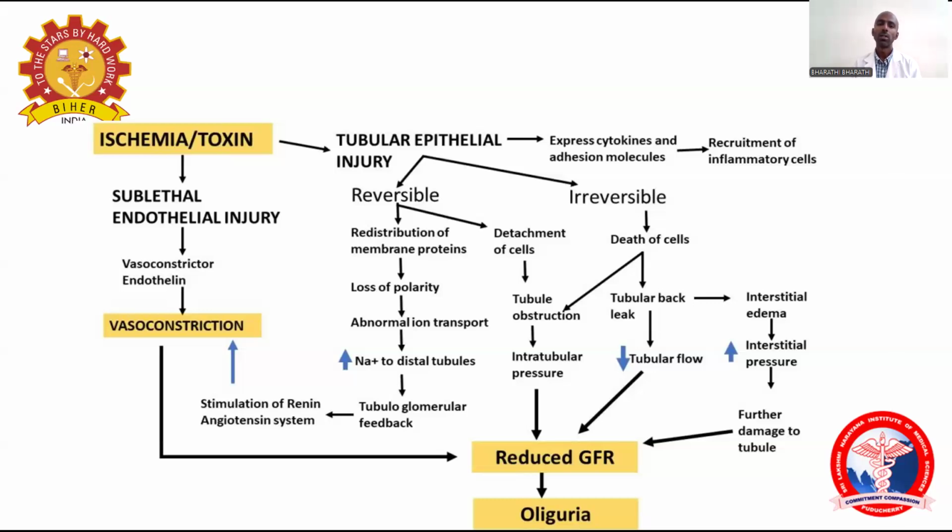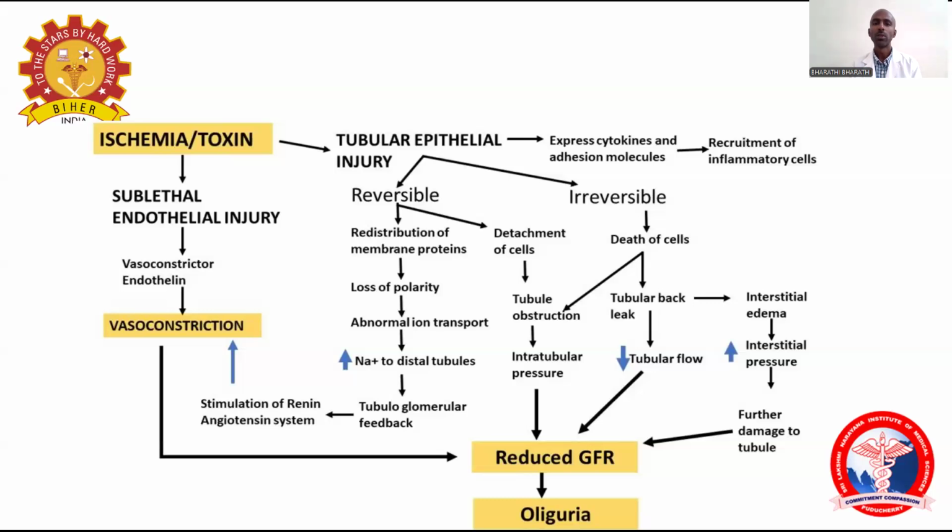In the reversible tubular epithelial injury, the first one is redistribution of the membrane proteins. When there is a redistribution of the membrane proteins, it will lose its polarity. So there will be abnormal ion transport, which will result in increased sodium in the distal tubule. Once there is increased sodium in the distal tubule, it will produce the tubuloglomerular feedback. This tubuloglomerular feedback will stimulate the renin-angiotensin system. Once it is stimulated, it will result in vasoconstriction, decreased GFR, and decreased urine output.